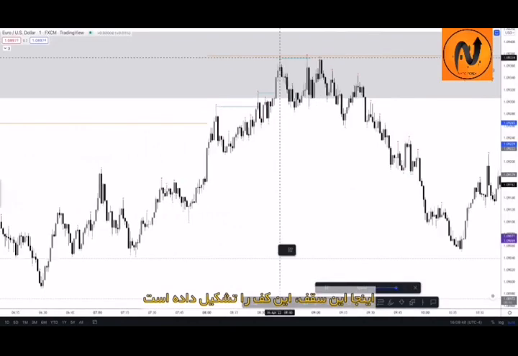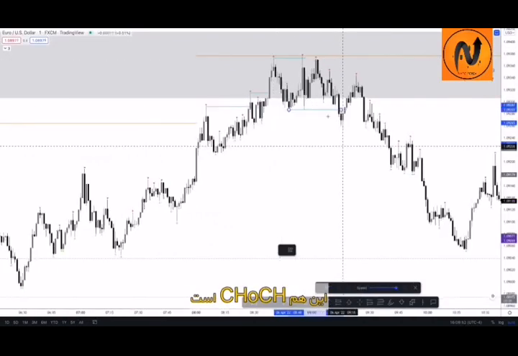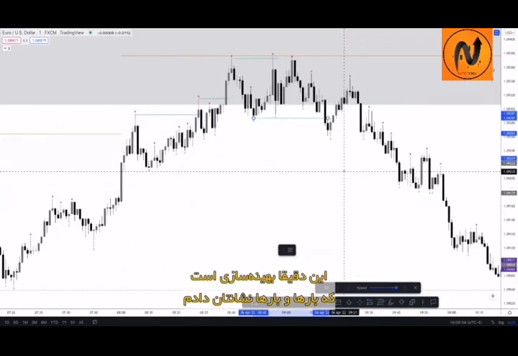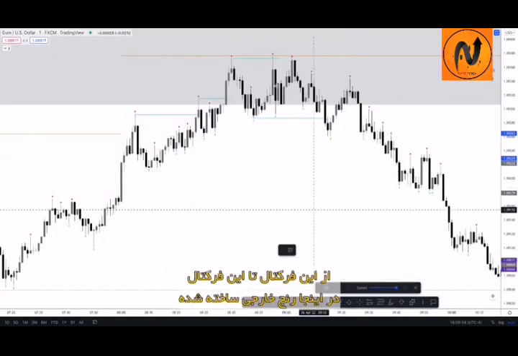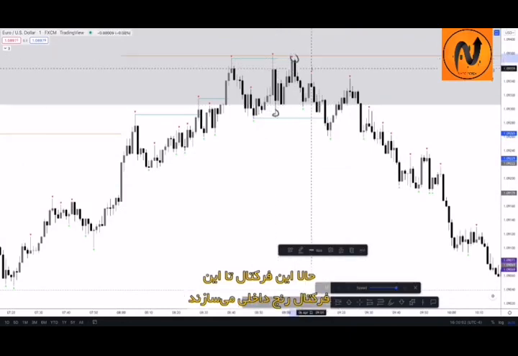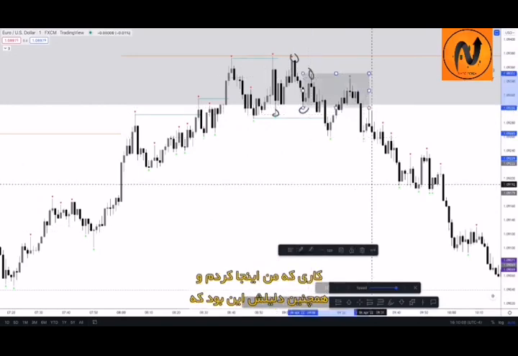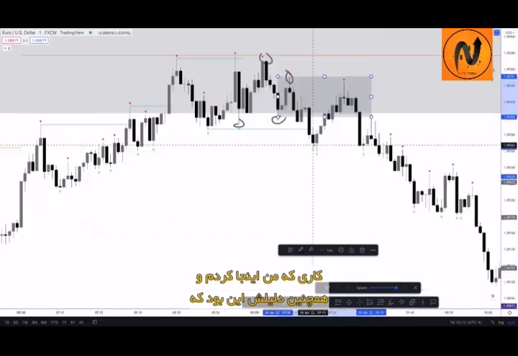Here we come from this high to make this low down here, right? There's your change of character, and it's the same exact refinements I've been showing you guys over and over, right? Here to this fractal here makes an external range because this here and this here now makes that internal range, right, within that.